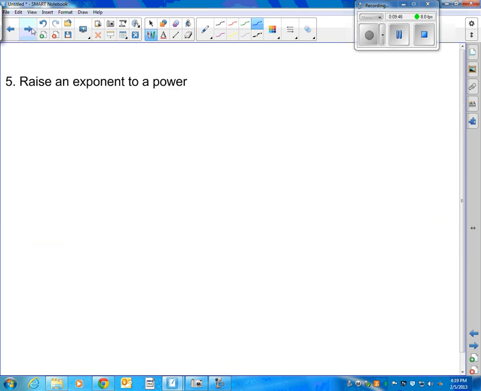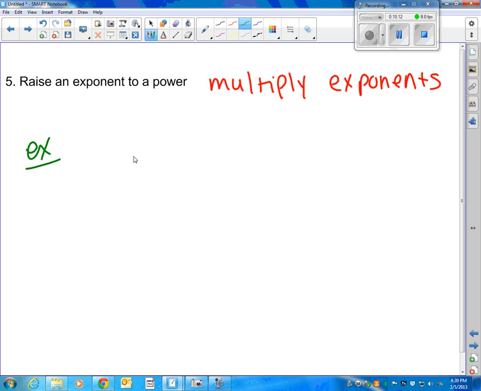Okay, and I have one more rule to go. What happens when you raise an exponent to a power, or a power to a power? We are going to multiply the exponents. Okay, so let's just do a couple examples of those. Let's say we had r squared to the 5th power.